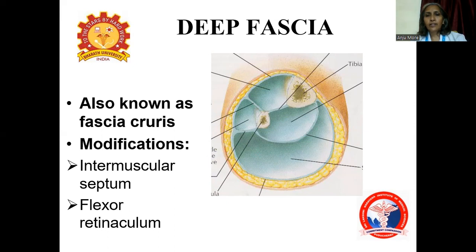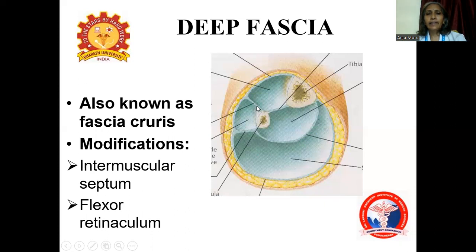The intermuscular septum, here we can see there are two intermuscular septa in this diagram. I am showing with the cursor. This is the anterior intermuscular septum and this is the posterior intermuscular septum. In case of leg region, both anterior and posterior intermuscular septa are attached to fibula. The anterior intermuscular septum separates the anterior compartment or the compartment containing extensor muscles of the leg from the peroneal compartment.